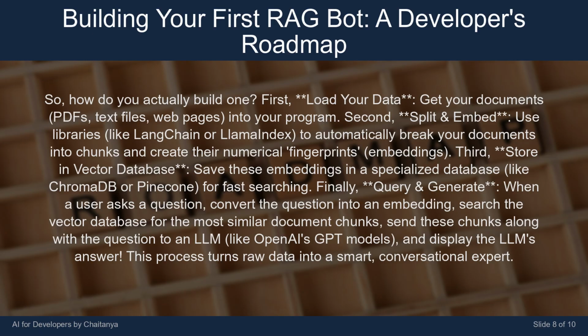Finally, query and generate. When a user asks a question, convert the question into an embedding. Search the vector database for the most similar document chunks. Send these chunks along with the question to an LLM, like OpenAI's GPT models, and display the LLM's answer. This process turns raw data into a smart, conversational expert.